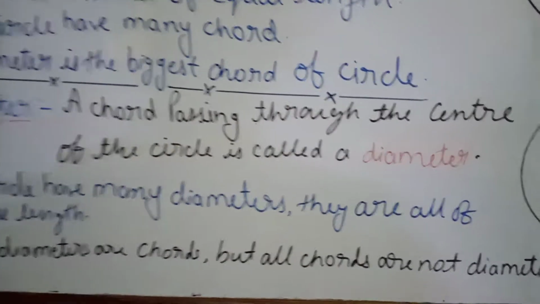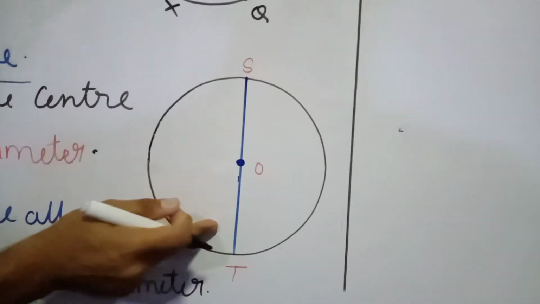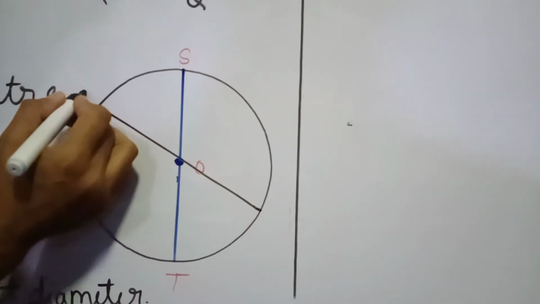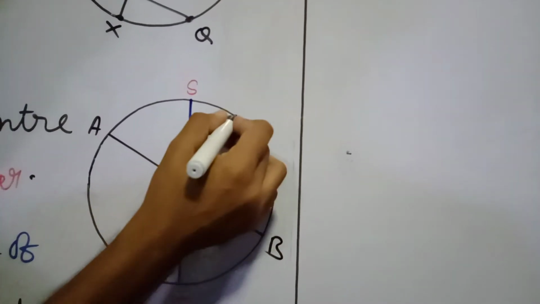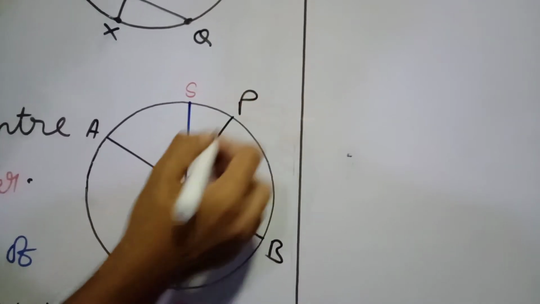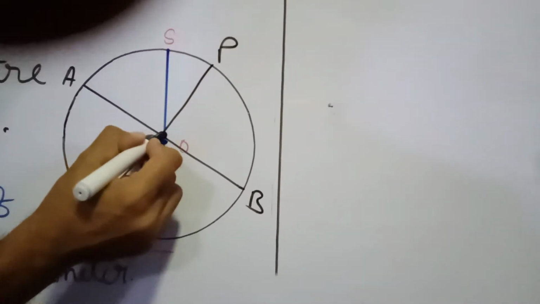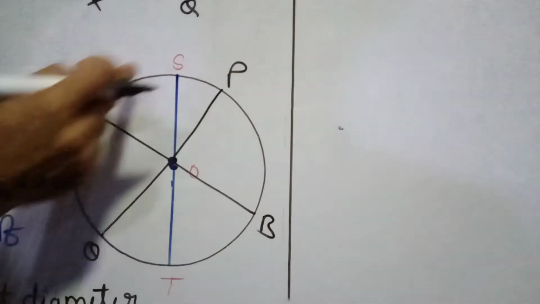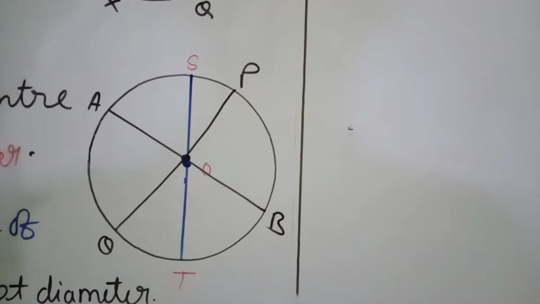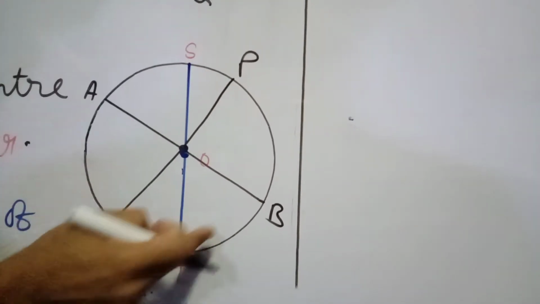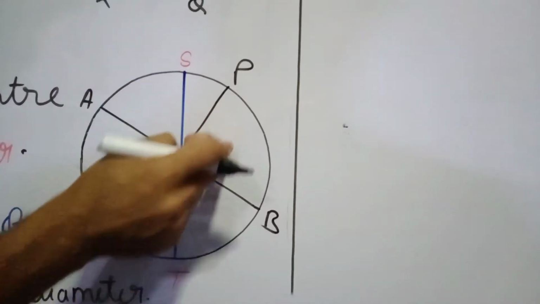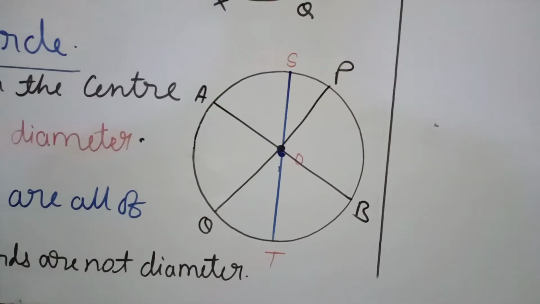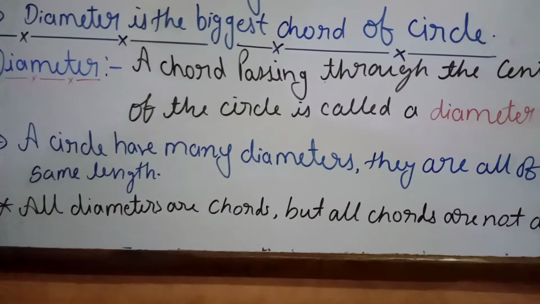If we are talking about diameters, here we have ST, one diameter. If I draw another one, that is AB, the next one, and PQ. This way we can draw various line segments passing through the center and joining 2 points on the circle, meaning that is a diameter. And in each and every case the length of every diameter will be the same. So we can say the lengths of all the diameters are the same.